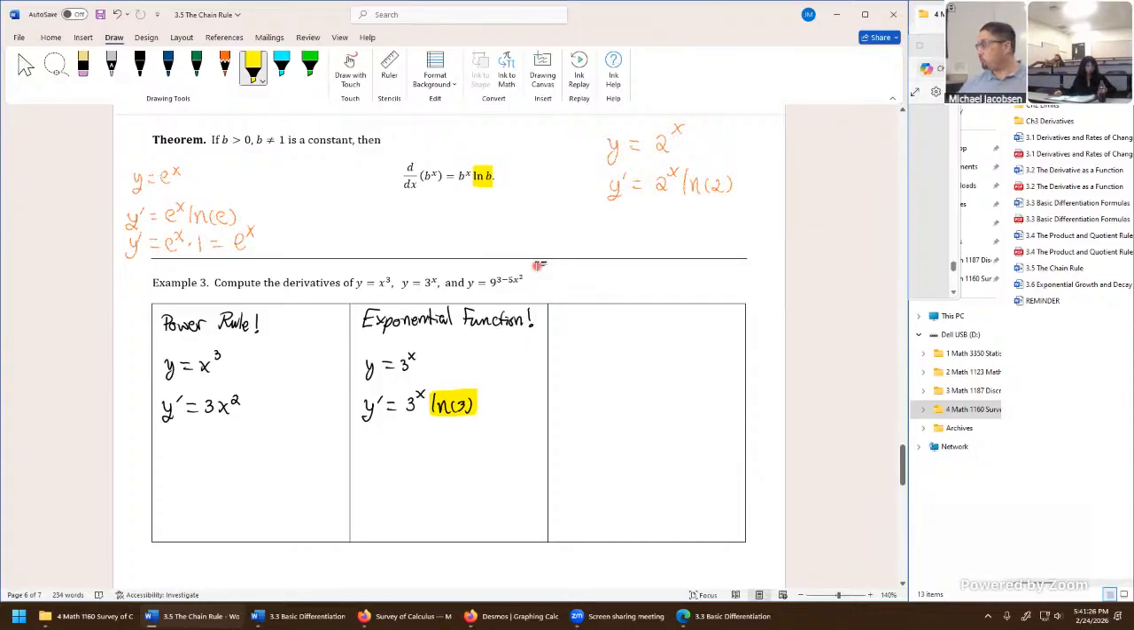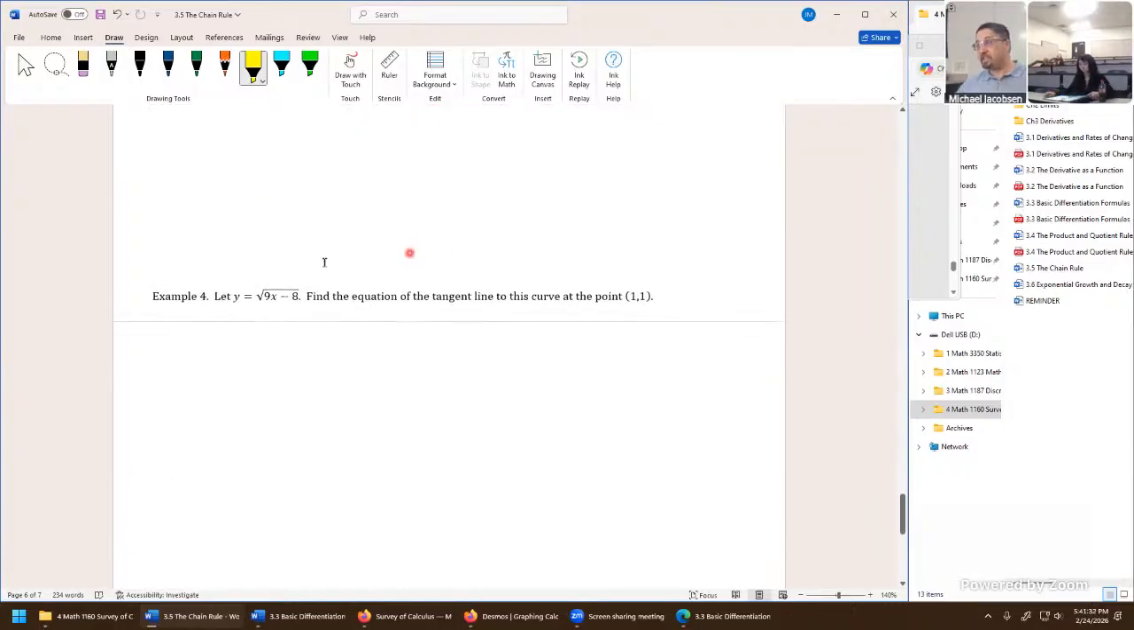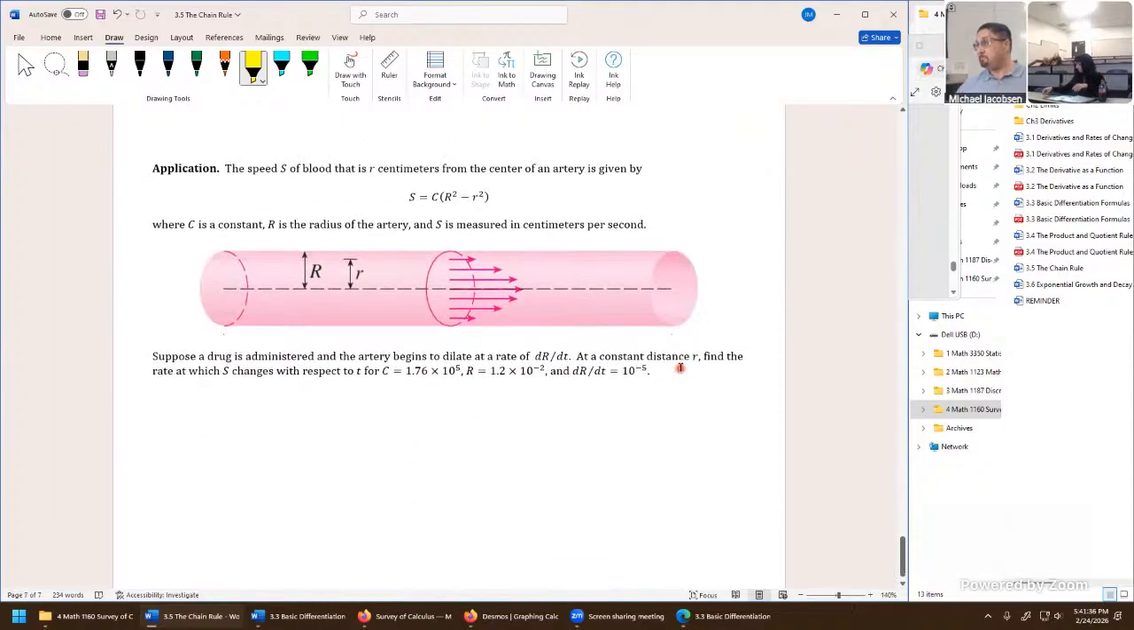Okay, this is kind of a weird spot to end on because I have almost 4 minutes, but the next questions are just longer. We're going to differentiate a square root function, do a tangent line problem. Then we'll do an application problem with the chain rule. And this is a pretty interesting and relatable problem. This is about the dilation of a blood vessel, whether it's in your arm, in your heart, in your brain. The dilation of a blood vessel is an important medical thing.